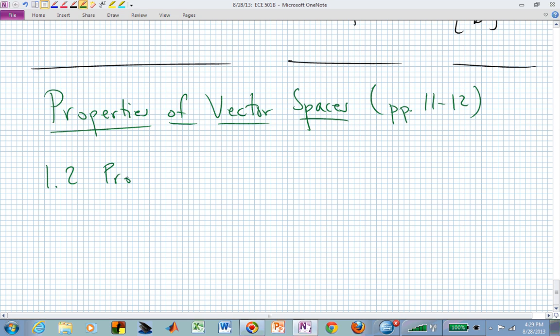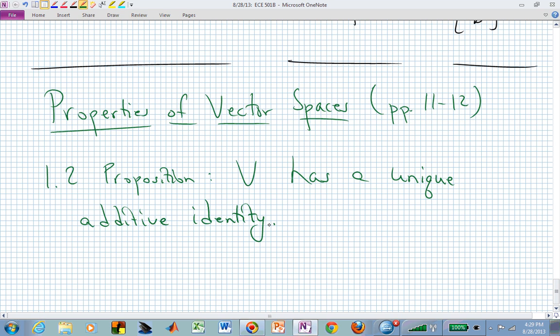So proposition 1.2 is saying the following. V has a unique additive identity. And what's that really saying? Do you remember what they were using additive identity to mean?